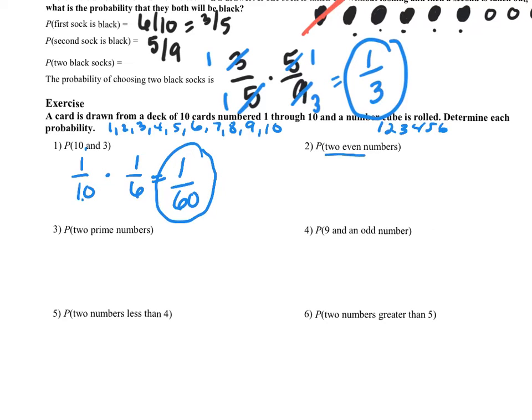So right here, 2 even numbers. Okay, so let's look at the cards first. What's even? 2, 4, 6, 8, 10. So that's 5 out of 10. Okay, and then even numbers over here would be 2, 4, 6. So that's 3 out of 6. What can those both be reduced to? 1/2 times 1/2. Do you see I'm reducing it here to these fractions? Okay, so 1/2 times 1/2 is 1/4.